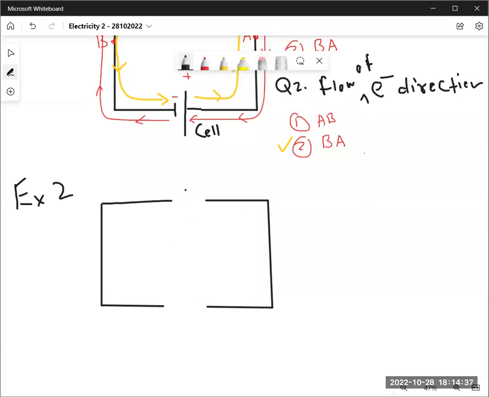Now all we have is a bulb. What is the electron flow direction? Is it K to F or F to K? Answer in the chat.